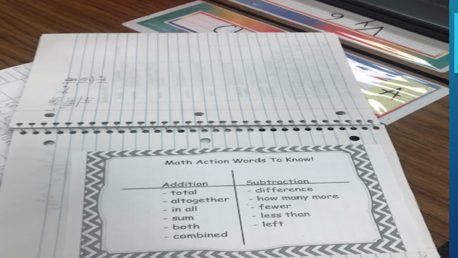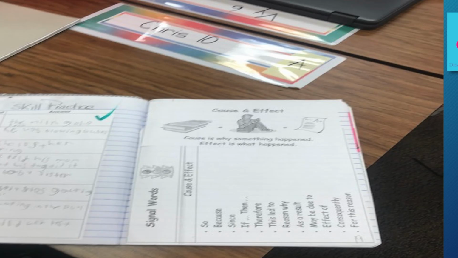Look at the vocabulary, the math action words to know. Cause and effect. These are signal words, also in their notebooks. I would recommend that the teacher provide more feedback than just a check mark and use that academic language you want students to use.